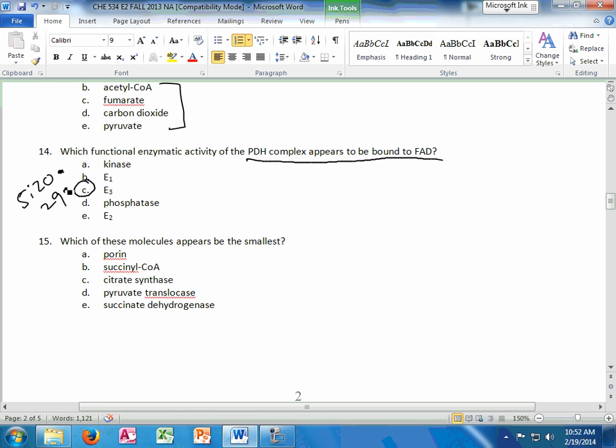Which of these molecules appears to be the smallest? This is a metabolite versus protein or enzyme. So all these you can immediately cross off because they're enzymes. They're going to be bigger than any metabolite. Porin, membrane transporter. So it's a protein as well. Just know that metabolites are always going to be the smallest one when it comes to a question like this.